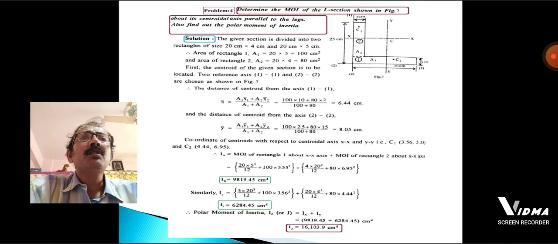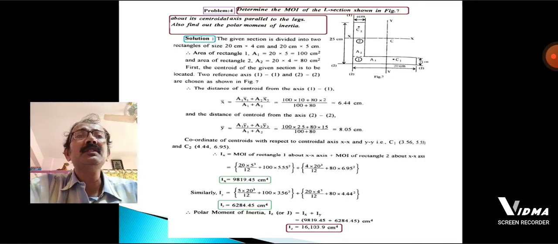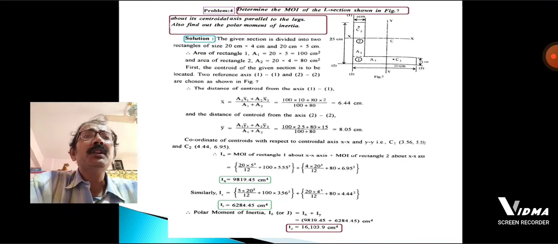Now the coordinates of the centroids with respect to the centroidal axes xx and yy: C1 is 3.56 and 5.55, and C2 is 4.44 and 6.95. Now I_x is the moment of inertia of rectangle 1 about the xx axis plus the moment of inertia of rectangle 2 about the xx axis. Finally, if we put these two values, we get I_x as 9819.45 centimeter to the power 4.